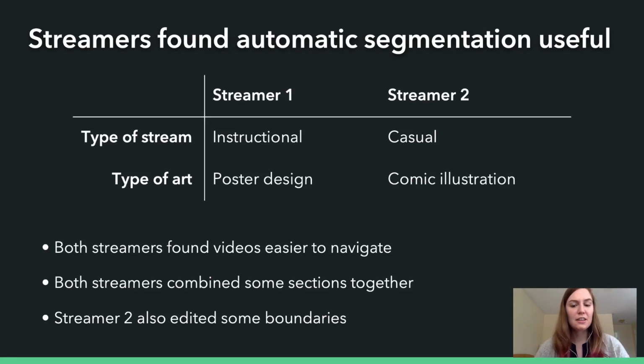In addition, the task of poster design in Photoshop also tends to involve different sets of commands for different parts of the process, whereas comic illustration tends to use the same few tools throughout, so the command heuristics for the scoring function may have been less effective for streamer 2.